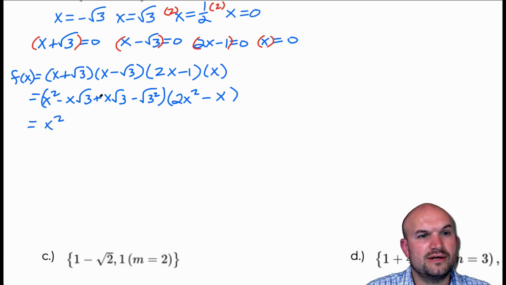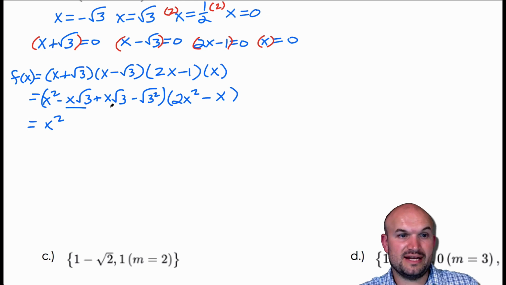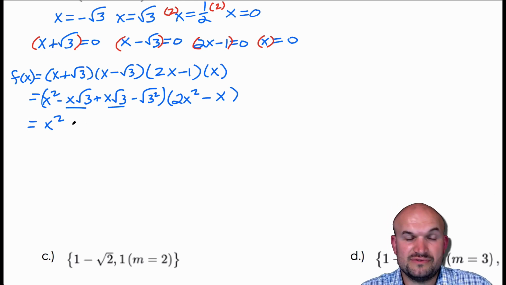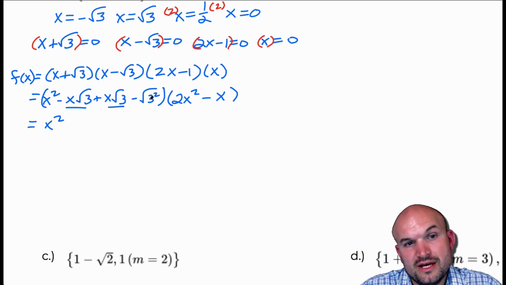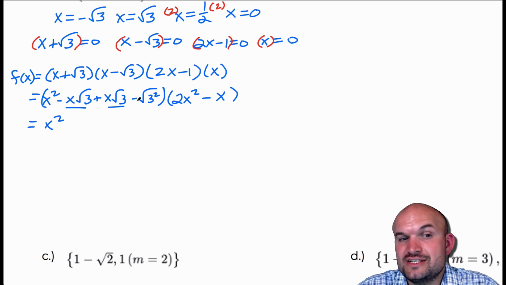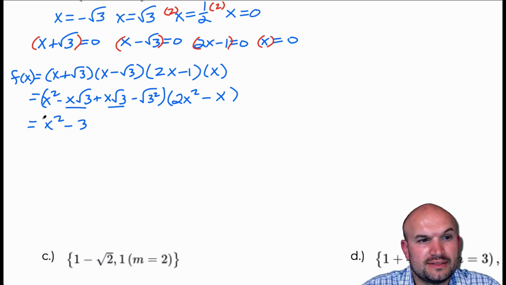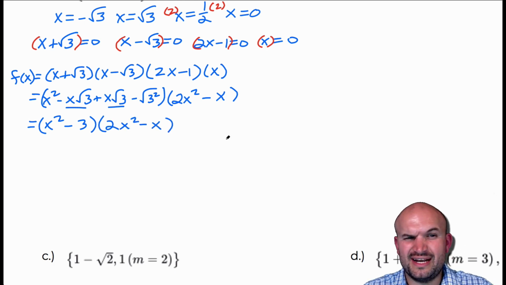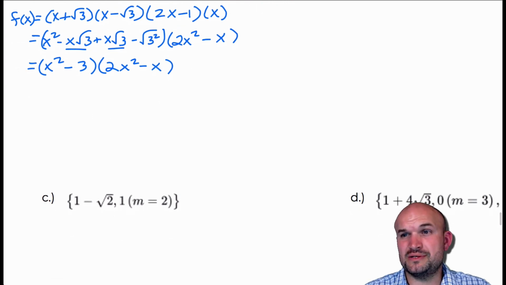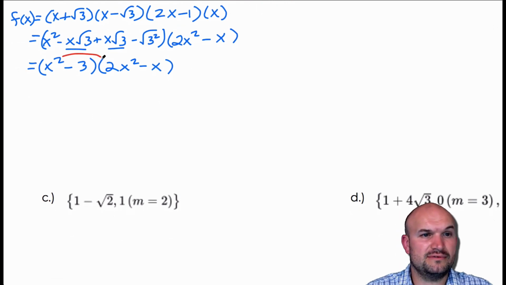All right, now let's go ahead and simplify this out a little bit. So I have x squared. Now again, here's what I was talking about. This is the negative version, that's the positive version of the same value, so they add to 0, so we don't need to write them. 3 squared is 9. Square root of 9 is 3, so that's going to be minus 3. And then that's going to be times 2x squared minus x. Now basically what we're looking at, guys, is just a binomial times a binomial.